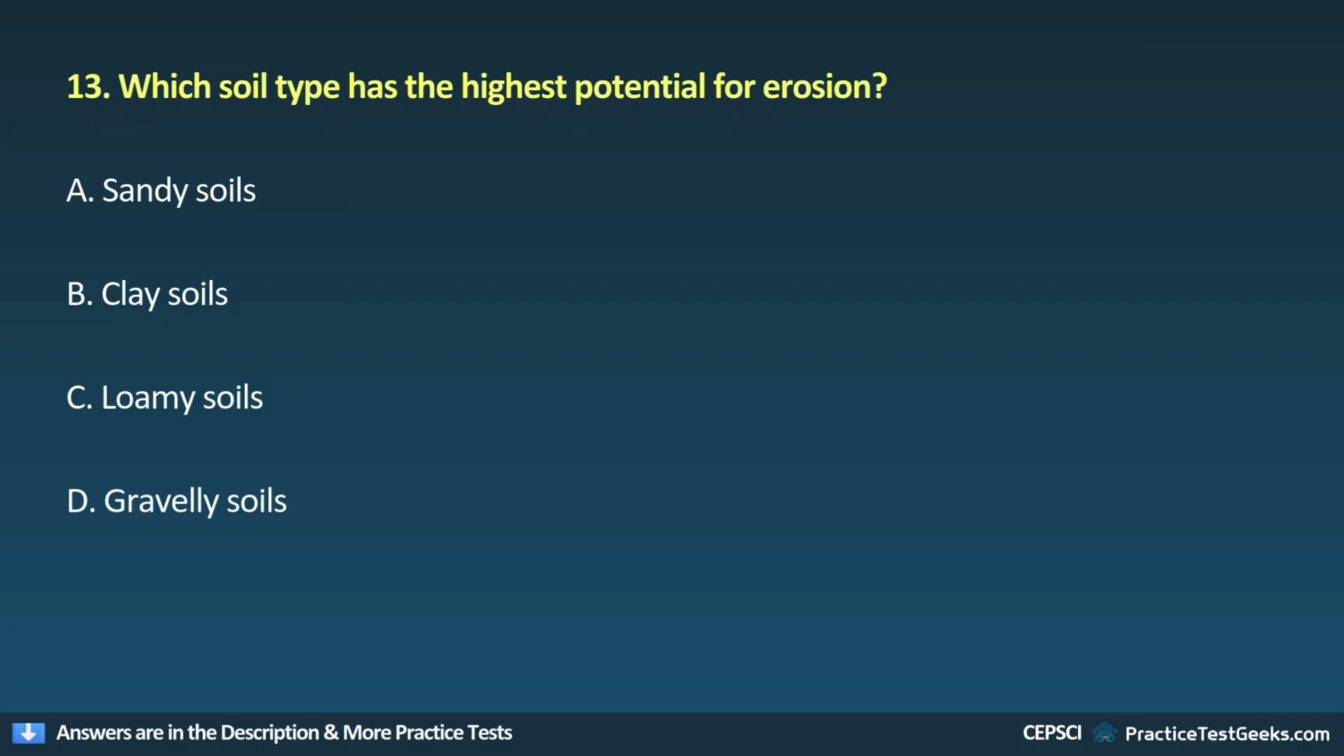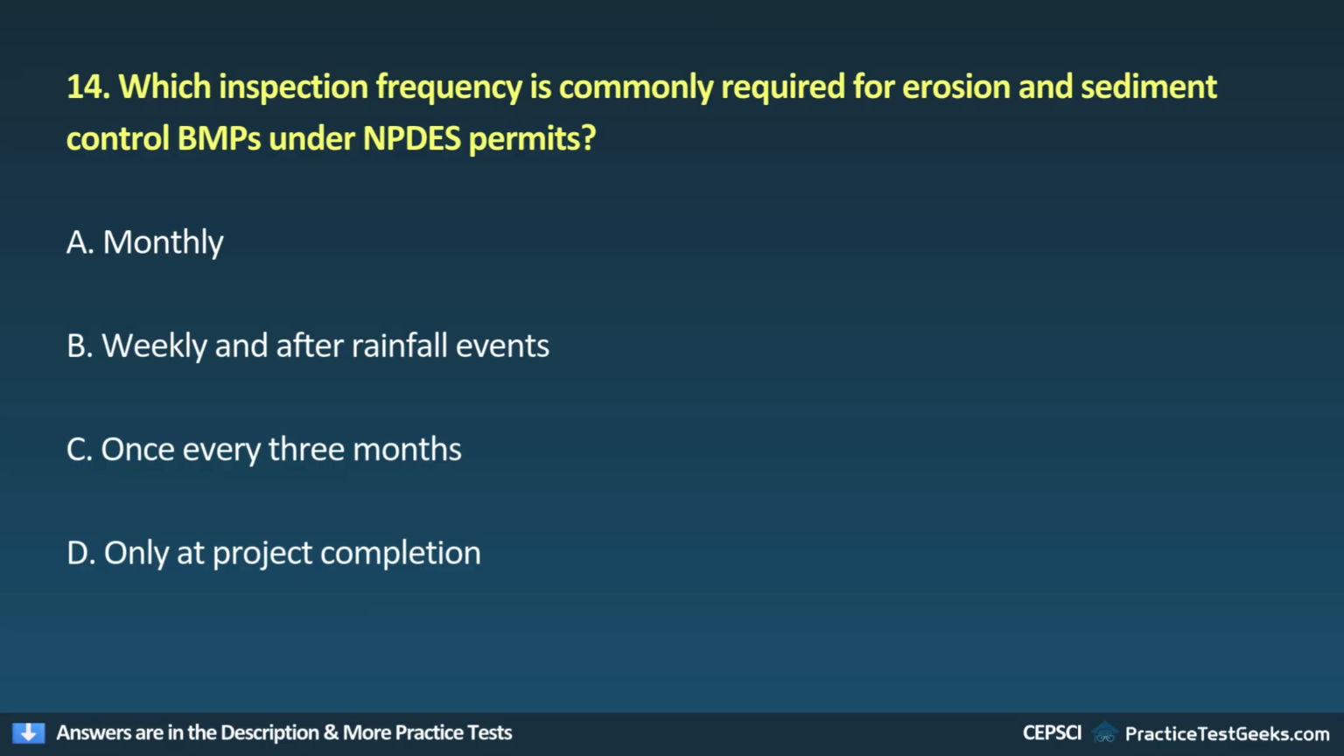13. Which soil type has the highest potential for erosion? A. Sandy soils. B. Clay soils. C. Loamy soils. D. Gravelly soils.